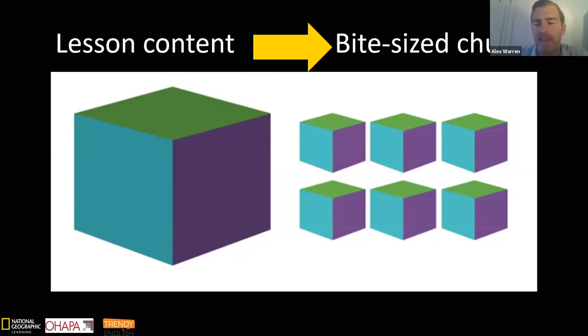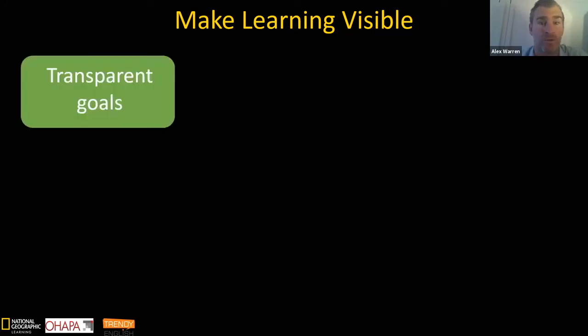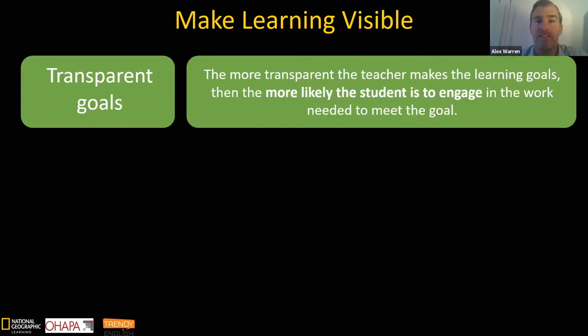And as part of that, I think it's important that we make learning visible. And for me, this is a really effective way of making sure students are engaged in a lesson as a whole. And we can do that by doing 3 things. By having transparent goals. The more transparent the teacher makes the learning goals, the more likely the student is to engage in the work needed to meet that goal. So at the beginning of the lesson, we're very clear of what we're going to achieve.